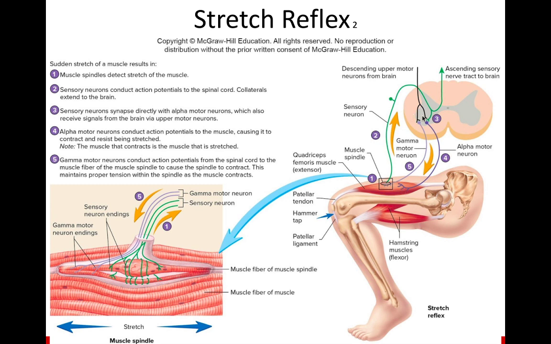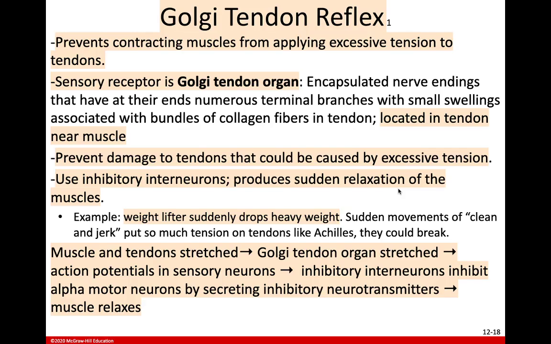Then the information also is going to be sent along this gamma motor neuron that is going to cause the muscle spindle to contract as well. This is going to maintain the proper tension in the muscle as the muscle contracts. So again, our muscle is going to contract to prevent damage, and then this muscle spindle will also contract to keep enough tension in the muscle to also prevent damage. So this sensory neuron is going to be synapsing directly with that alpha motor neuron there. Okay, the second one we're going to talk about is the Golgi tendon reflex.